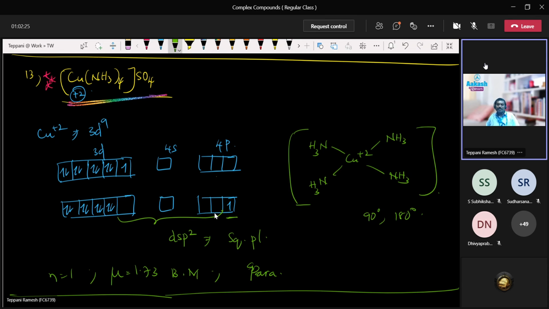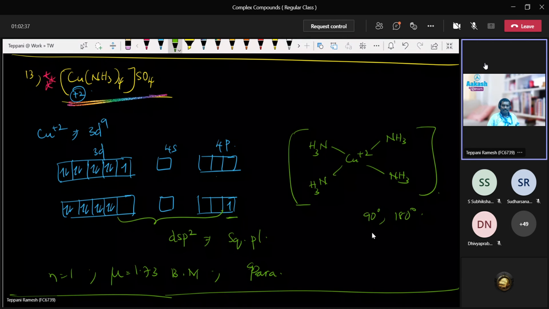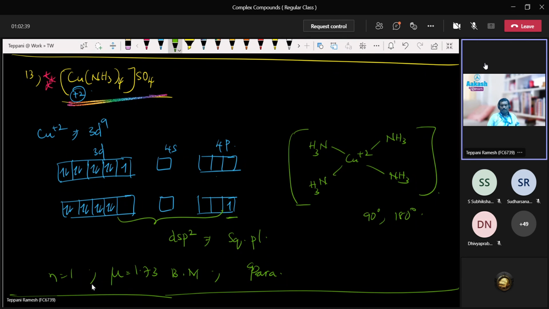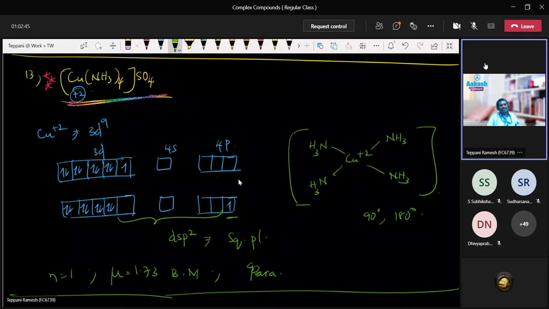But in some cases we are getting problems like this. Scientists objected a lot about the explanation of this copper ammonia complex. That it is square planar is confirmed. Bond angles confirmed. Mu value confirmed. The only problem is that to get square planar, he cannot write sp3. For that he shifted the electron.